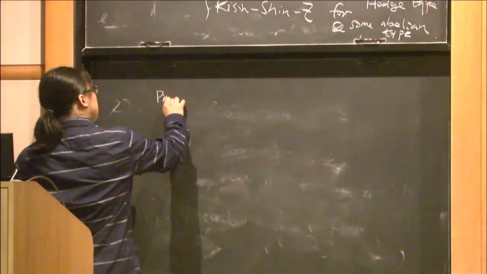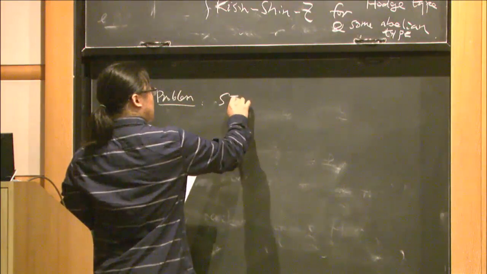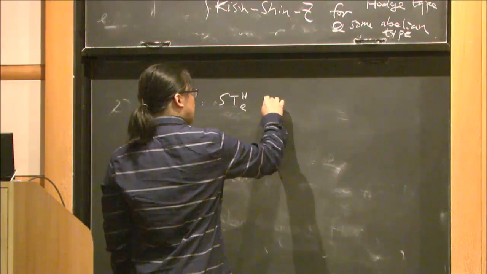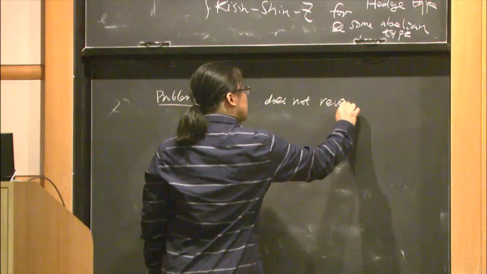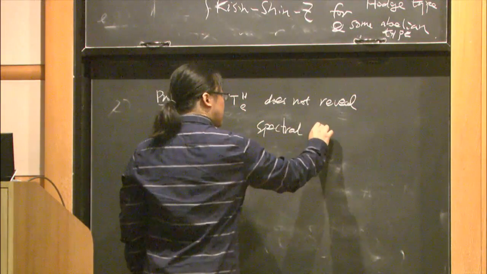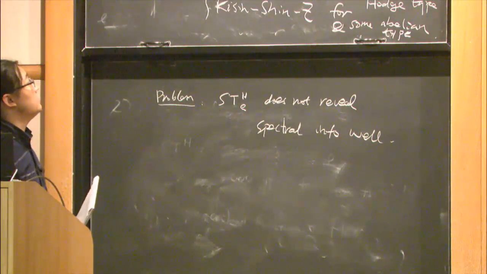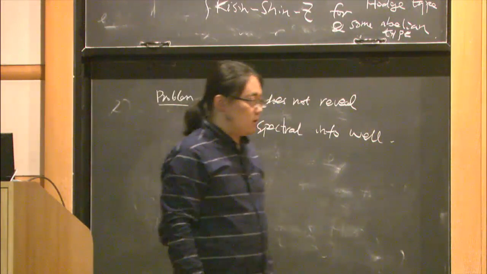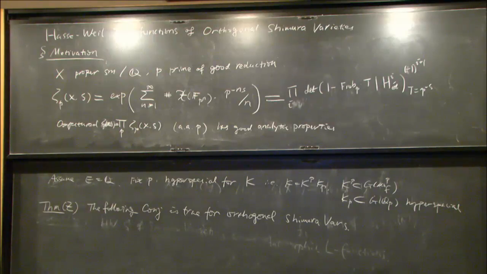But the problem with conjecture 2 is that this elliptic part of the geometric side of the stable trace formula does not reveal spectral information well. So that's why we are not just happy with conjecture 2, but we really want conjecture 1, where you have the whole geometric side of the stable trace formula.